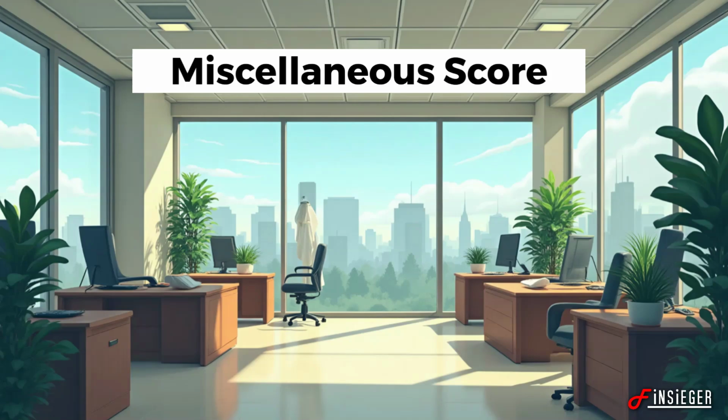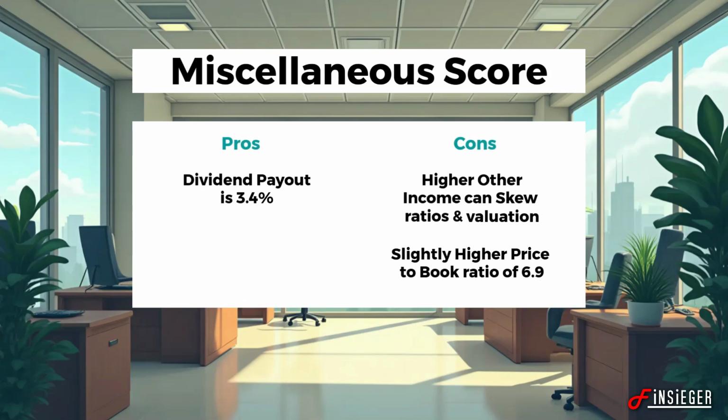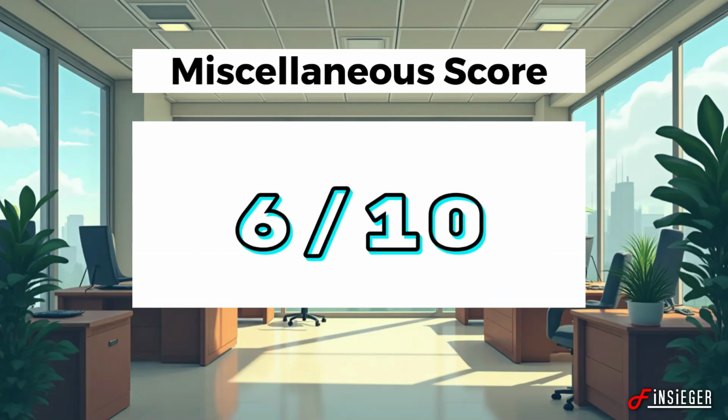In miscellaneous score, we will be looking for other pros and cons of the company. In ITC's case, they have good dividend structure but have other income this year which can distort few of return ratios as well as valuation. Also their PB ratio is little high. So we have a miscellaneous score of 6 out of 10.